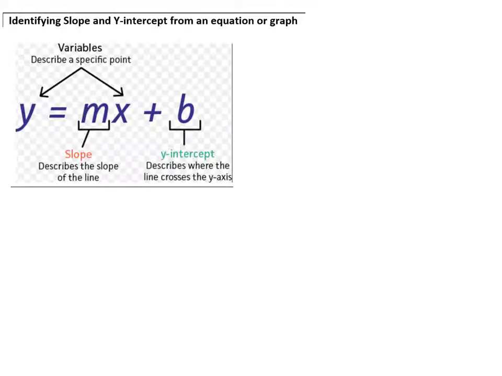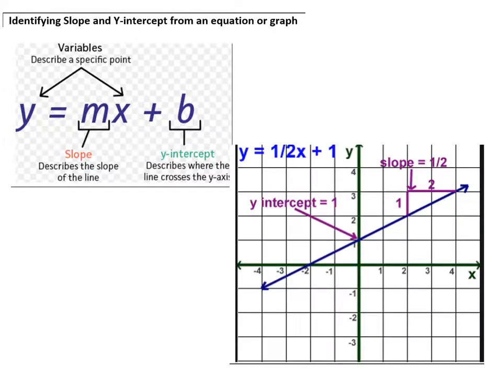We also work with identifying slope and y-intercept from an equation or graph. From an equation, we want it in y equals mx plus b format. Whatever number is in front of x is your slope. Whatever number does not have an x is your y-intercept. From a graph, wherever it is crossing the y-axis is your y-intercept. And slope is rise over run, so we count from one point to the next point.